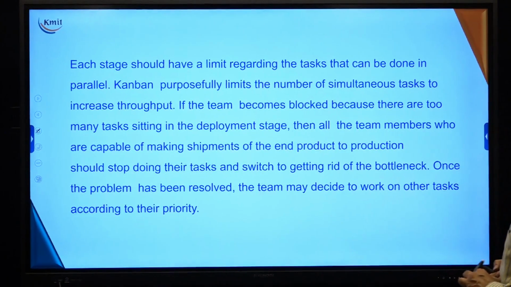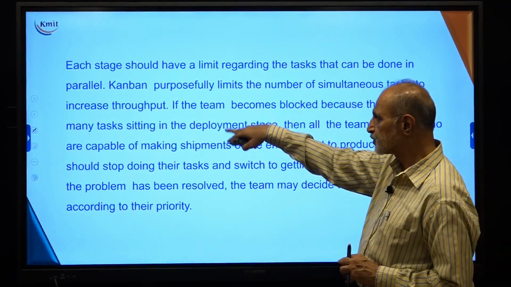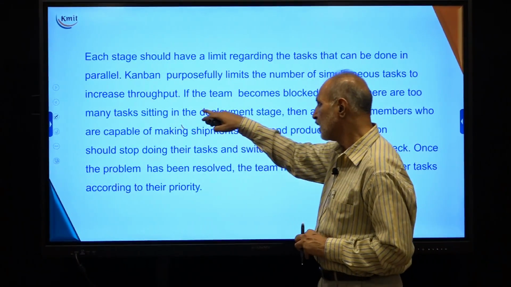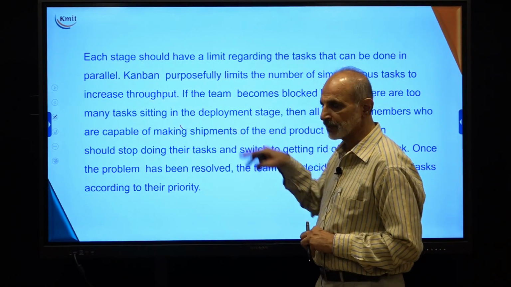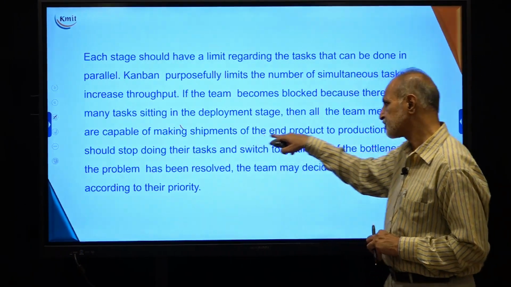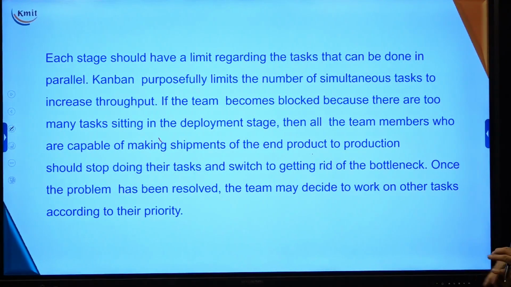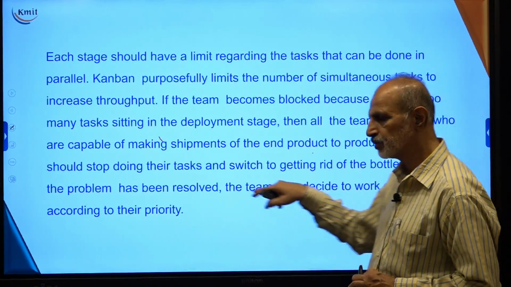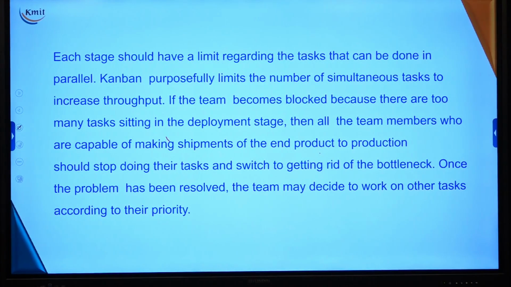Each stage should have a limit regarding the tasks that can be done in parallel. Kanban purposely limits the number of simultaneous tasks to increase throughput. If the team becomes blocked because there are many tasks sitting in the deployment or development process, then all the team members should stop taking on new tasks and switch to getting rid of the bottleneck. Once the problem has been resolved, the team may decide to take on another task. Okay. So, the priority keeps on changing in Kanban.